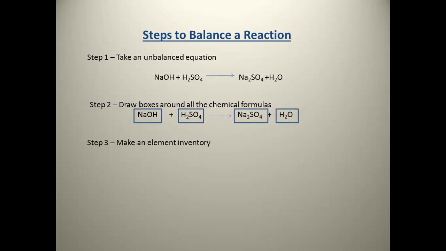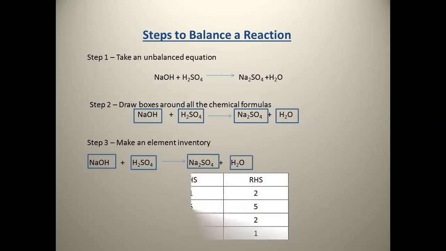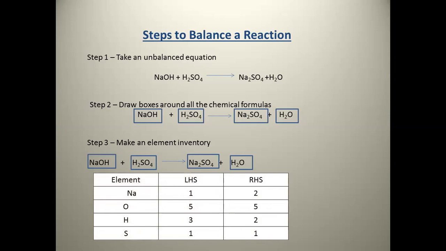Now step 3: make an element inventory. It means we have to make a table. Just see how we have made the table. On one side I have written the elements. In this equation we have sodium, oxygen, hydrogen, and sulfur. And I have written the left hand side and the right hand side.